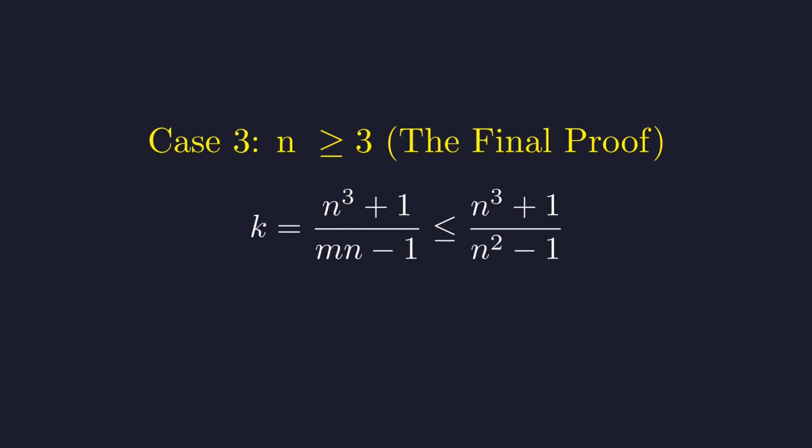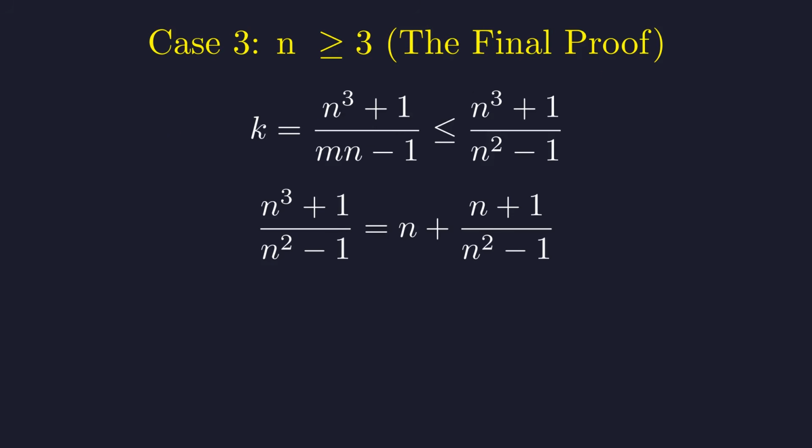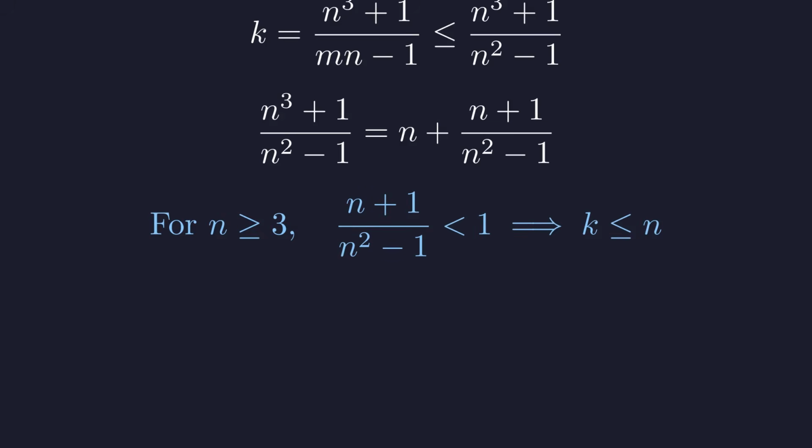Because we assumed m is greater than or equal to n, the denominator m times n minus 1 is greater than or equal to n squared minus 1. This gives us an upper bound on k. Using polynomial long division, we can rewrite this bound. Now look closely. For n equals 3 or more, the denominator n squared minus 1 grows much faster than the numerator n plus 1. That fraction is always less than 1. This means k must be less than or equal to n.